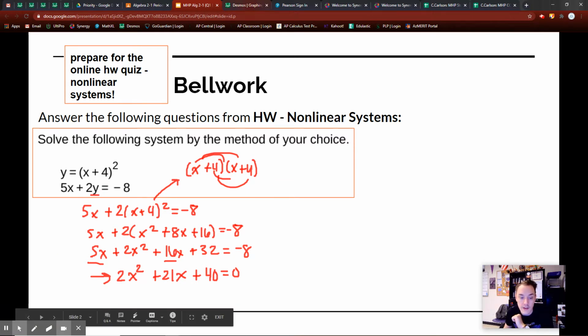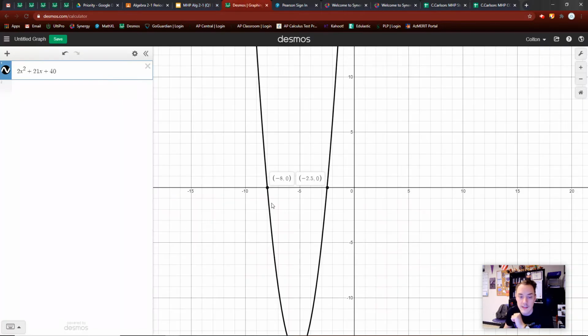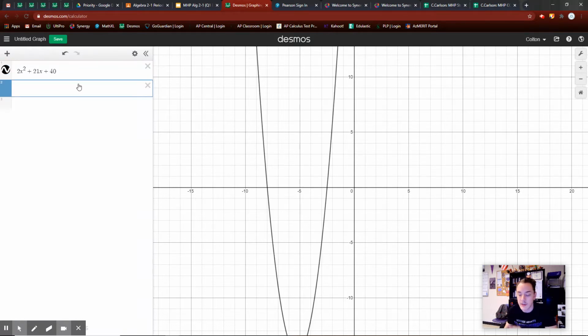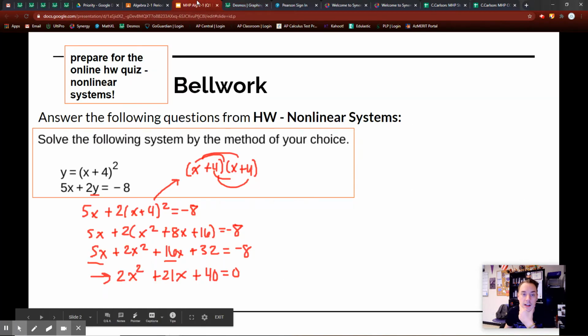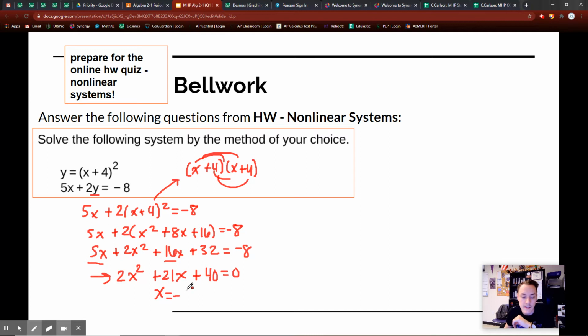Okay, so if I plug this into Desmos, I get this. So this is what I have. It is factorable. It does cross the x-axis at 2 points, negative 2.5 and negative 8. So I'm going to take that negative 2.5 and translate it into a fraction. So that's negative 5 halves, and then I have negative 8. So I have x equals negative 5 halves and negative 8. So x equals negative 5 halves, and then x will also equal negative 8. So it's just that simple, guys.